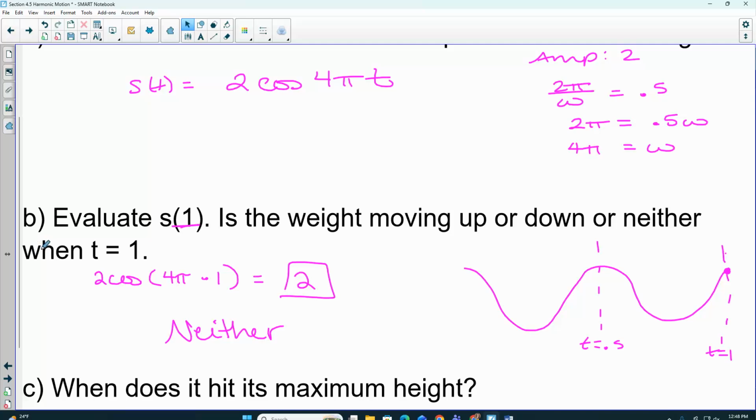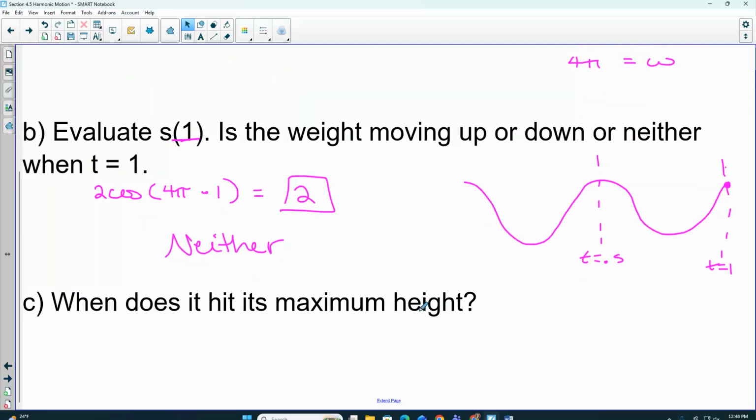When does it hit its maximum height? Okay, what is the maximum height? 2. When does that happen? We started there. When do we hit it again? 0.5 seconds. Okay, that's how long it took for us to get back to where we started.